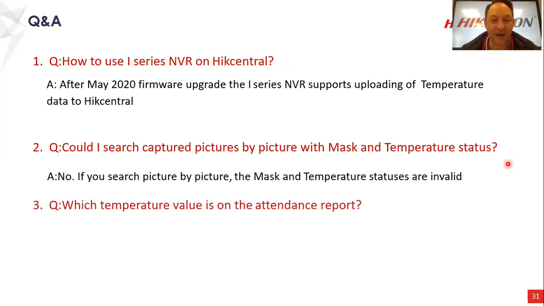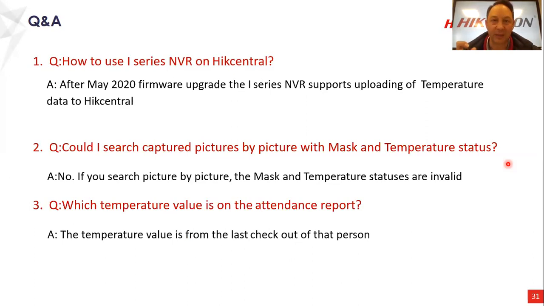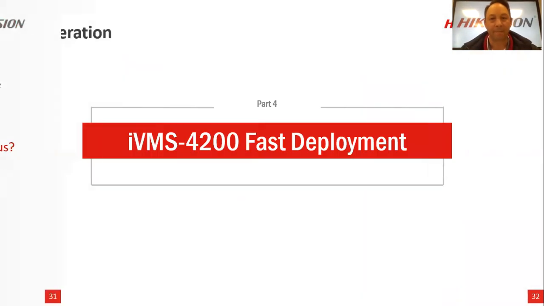Okay, which temperature value is on the attendance report? So if you draw an attendance report, for your time and attendance reports, there'll obviously be temperatures. Which temperature are we referring to that gets captured into the time and attendance report? That'll be the last temperature reading of that particular person, right? So the time and attendance report will obviously be personalized, by specific people, and it'll include a temperature. That'll be the last temperature that was read for that particular person. All right.